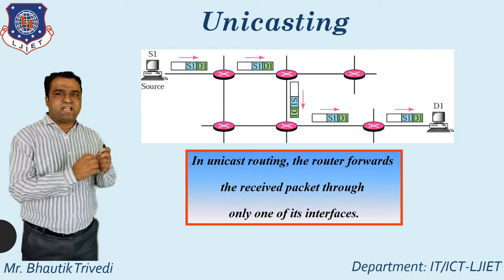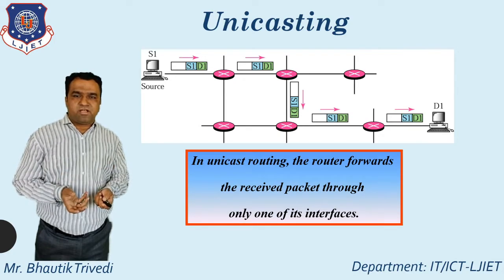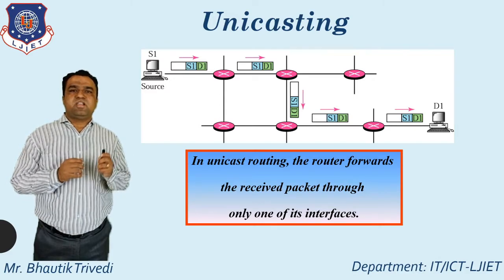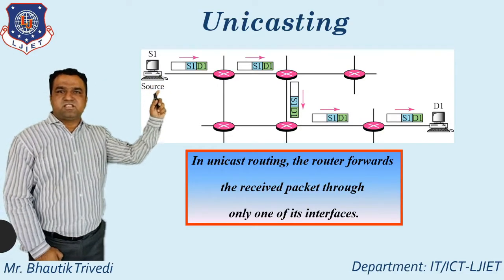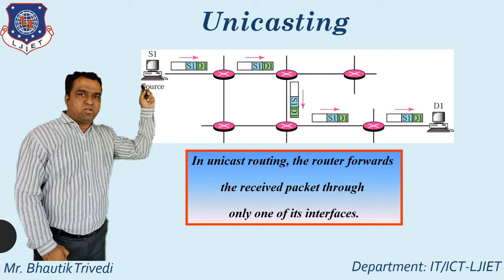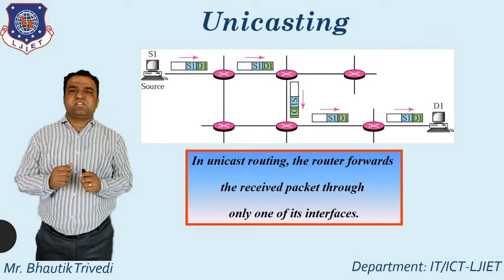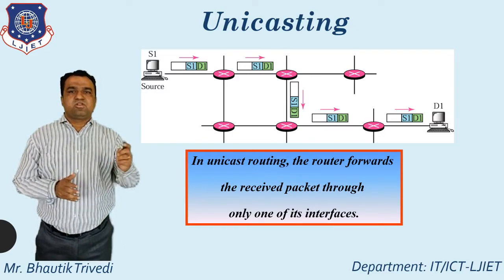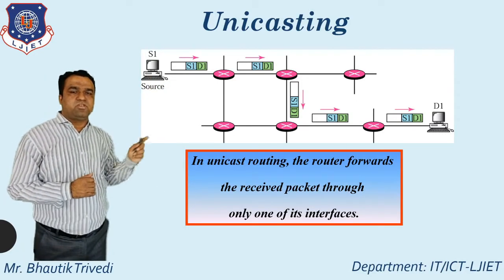So here you just see the diagram. What do you mean by unicast routing? Unicast routing means the router forwards the received packet through only one of its interfaces, meaning using only one path. Here you see that is the sender, that is the source. It directly sends the packet to this particular router using this particular interface. So the logic is that unicasting means using only one interface, you can directly forward the packet to the destination or to another router. So that is the concept of unicasting.